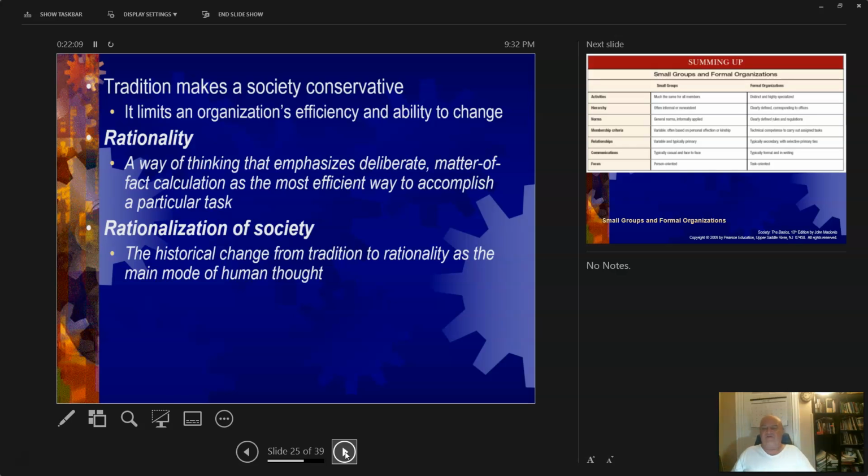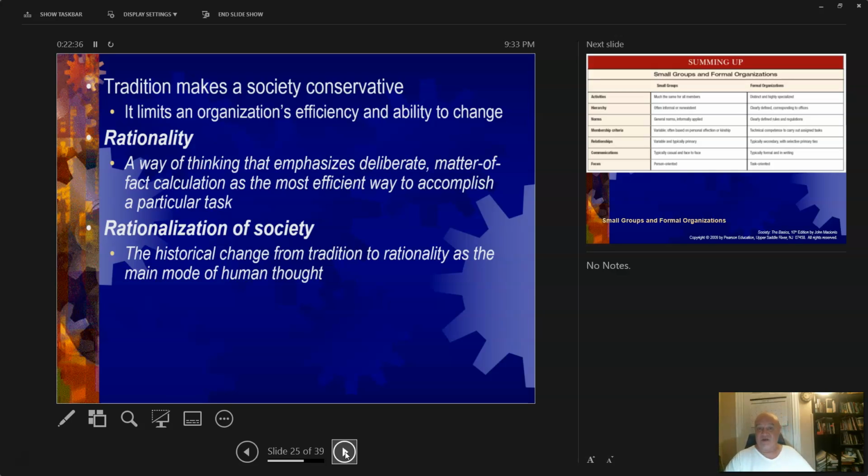Basically, tradition makes society conservative. When we talk about rationality, and we'll talk about that for a minute, we're talking about the most efficient way to accomplish a particular task. Think about your own education. How do you want to achieve it? That's rationality. You want to do it as cheaply as possible, as quickly as possible, and as effectively.